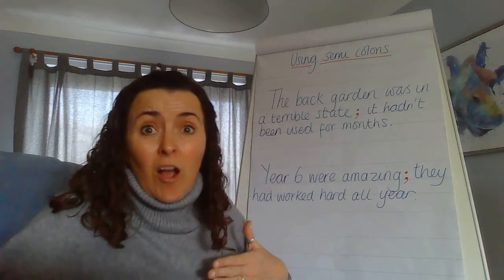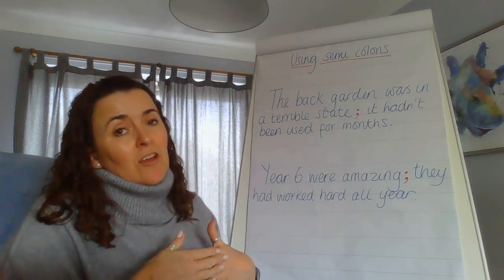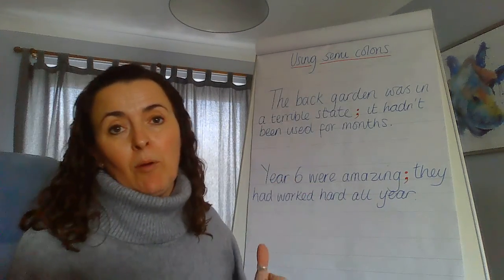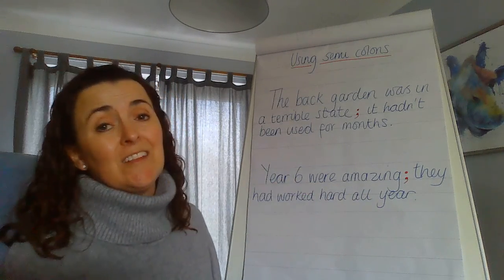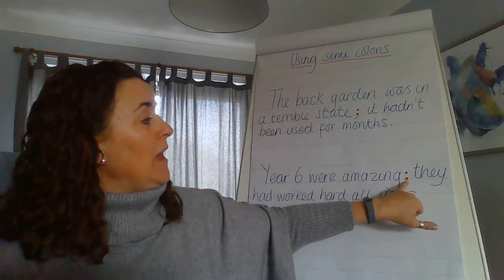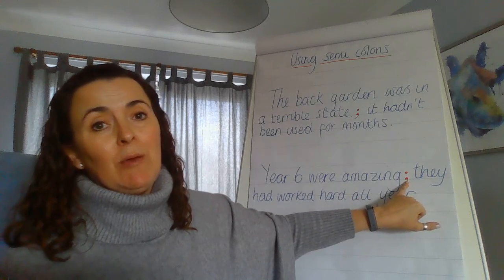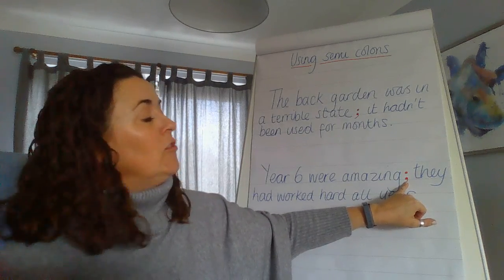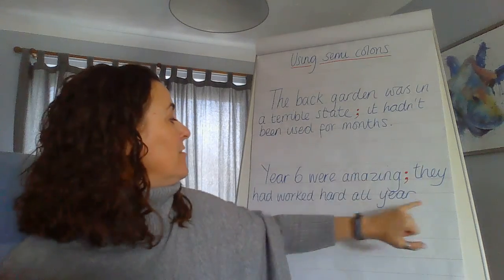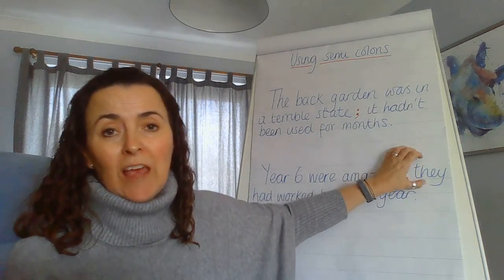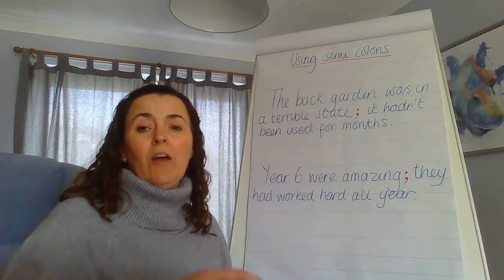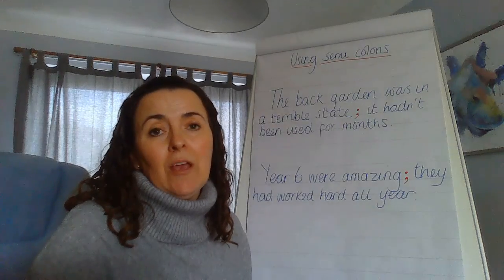Second part, they'd worked hard all year. Makes sense on its own as well. Close that door again. So we know that they're both sentences. They both make sense on their own. They can stand alone. We can join them with a conjunction of and, or we can replace that conjunction with a semicolon. We wouldn't put the two together. So we wouldn't have year 6 were amazing, semicolon, and they had worked hard all year. We would take the and out if we had one in our sentence. Okay, so that's a bit of an opener on how we can use those semicolons in our sentence.